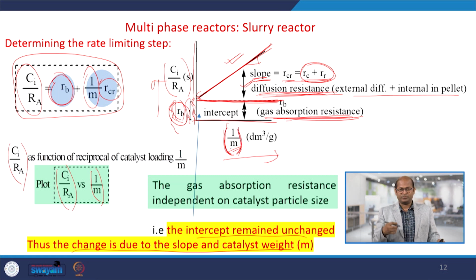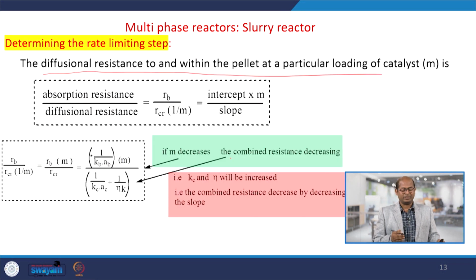So how much catalyst we place inside the reactor does not affect it, but if we change 1 by m, that is the amount of catalyst, either increasing or decreasing, then that would affect the overall diffusional resistance. Okay, so this is the absorption and this is the diffusion. If you write this way, intercept and slope, they indicate the two resistances, absorption resistance and diffusional resistance. That way you can write. So intercept by slope multiplied with m, this way also we can write.